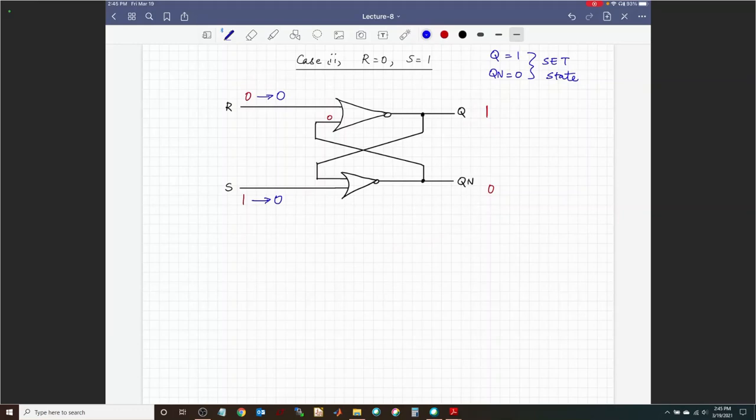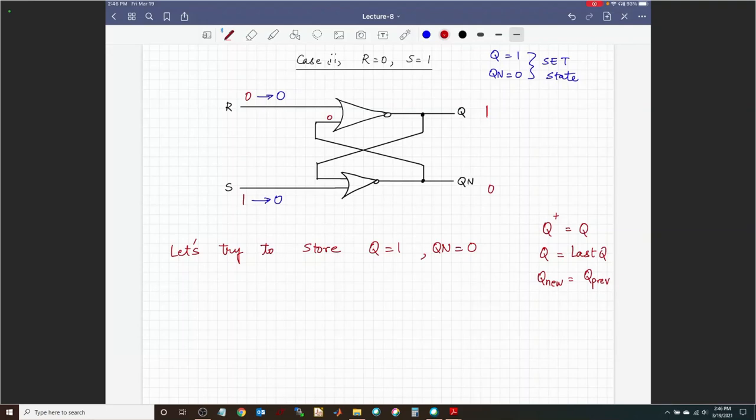So what would happen if I do that? So I'm going to write the same thing here. Let's try to store it. Let's try to store Q equals 1 and Qn equals 0. What I really want is my Q plus to be the same as Q, or my Q to be the same as last Q, or I want Q new to be the same as Q previous, right? That's what I mean when I say store it.